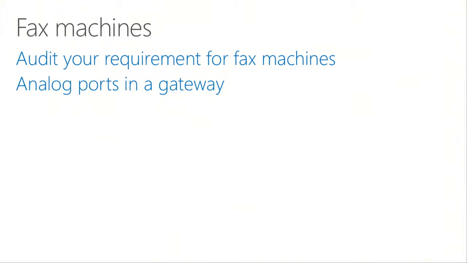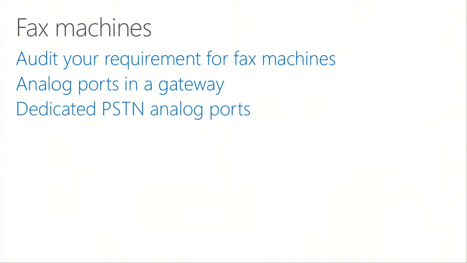So have a look at things like analog ports in a gateway. This is a pretty quick, easy win, because you can just plug an old Brother fax machine into an analog port in a gateway, provide it with dial tone, route the call out to the PSTN. It's a really simple solution that gets the job done. But also have a look at dedicated PSTN analog ports, where you would just have an old POTS line come in to the office or the data centers, and then that fax machine would be plugged directly into that, so it's completely independent from the UC solution and the gateways and SBCs and things.